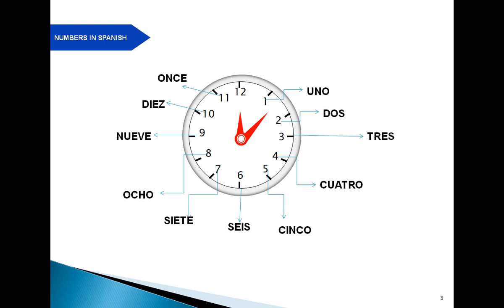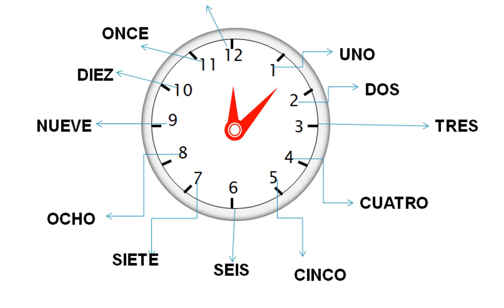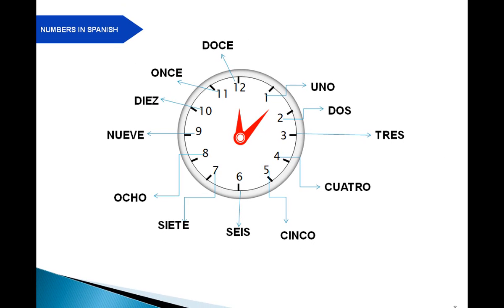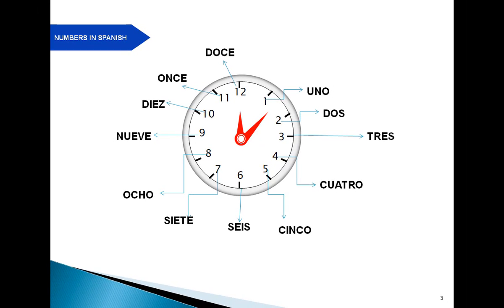So this was once in English. In Spanish it becomes once and it depicts number 11. Once. 12 is doce. Doce. So yes, now we know all the numbers on the clock. Uno, dos, tres, cuatro, cinco, seis, siete, ocho, nueve, diez, once, doce. Alright, so we know number 0 is cero and we have gone through number 1 to 12. Yes, let's move forward.